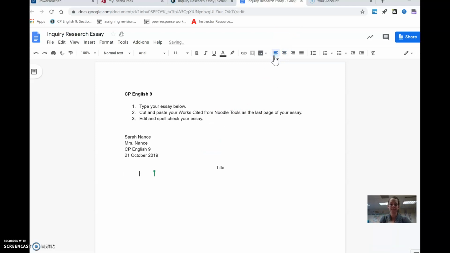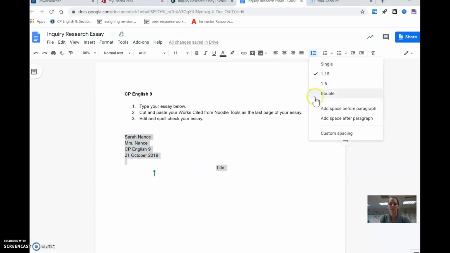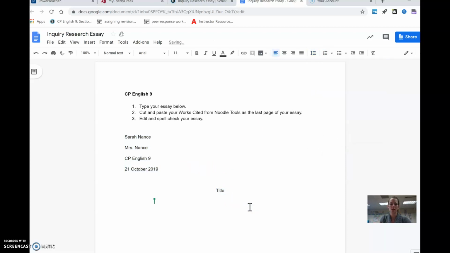And you'll start typing. Okay, so this is how you'll start typing your essay right away. You can also double space this by going up to the top here where it says line spacing and click double. Okay. All right, so back to our cursor. Indent once and start typing.